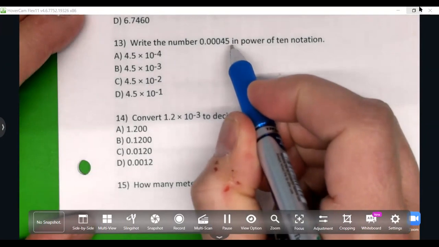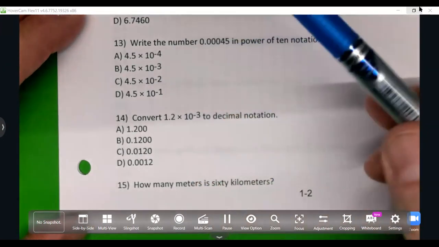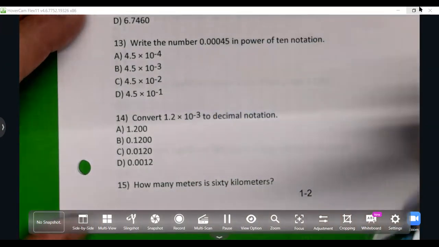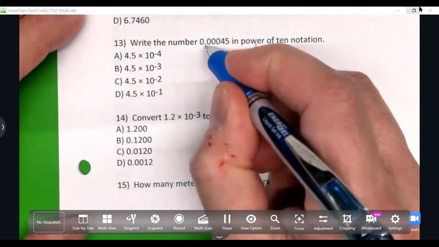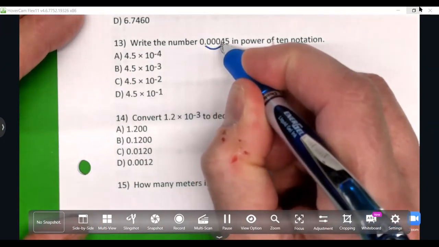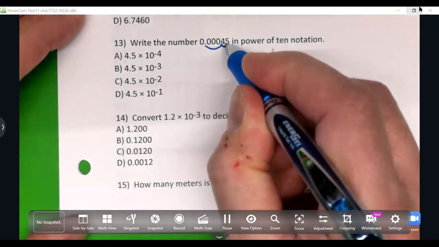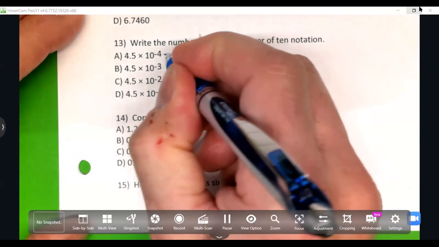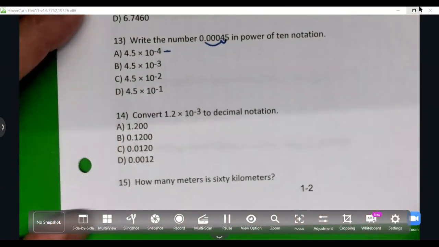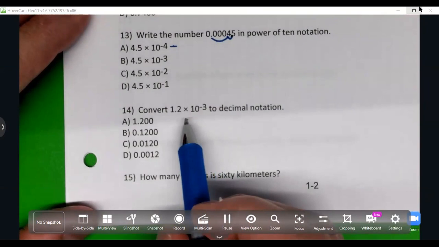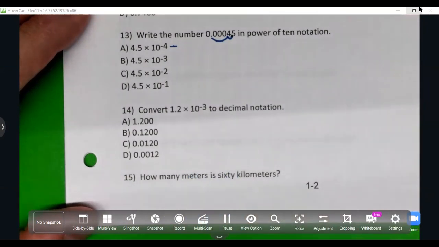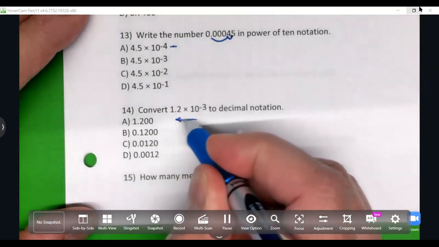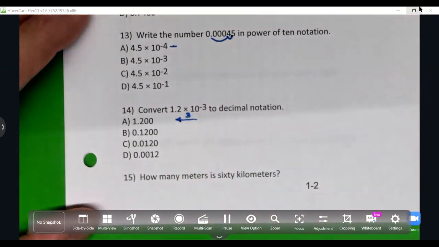So if we are going to put this in scientific notation, we for sure are going to get a negative exponent here because this number is less than 1. And we're going to have to move the decimal point. Looks like 4 places, huh? 4 places for that. And if we are going to take this out of scientific notation into decimal notation, we're going to move this decimal point to the left 3 places, right?